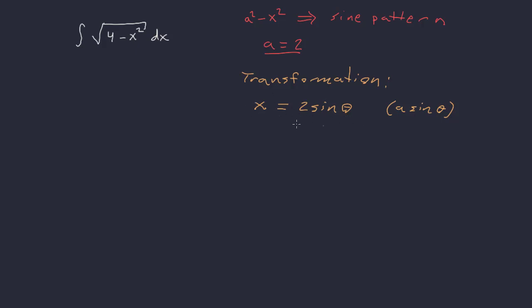And much like when we do a u substitution, if x is 2 sine theta, then that means dx is going to be, well, I'll take the derivative of this. It'll be 2 cosine theta d theta.